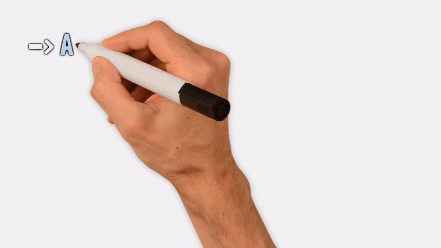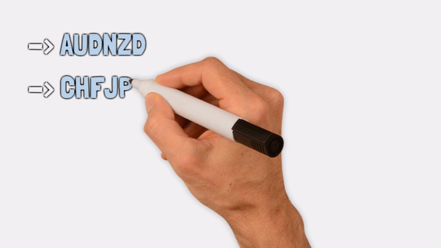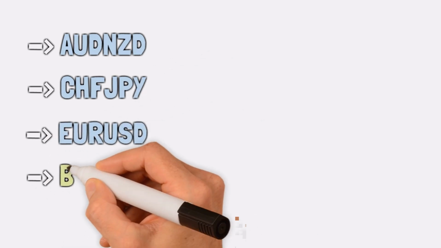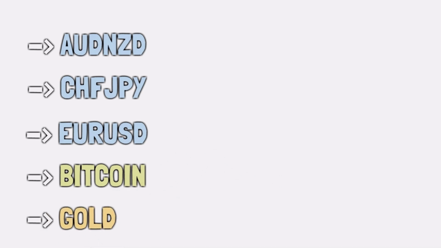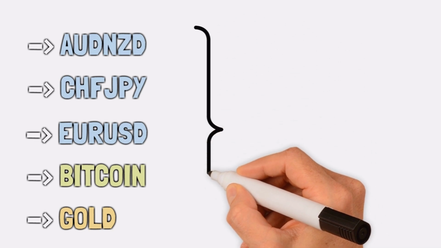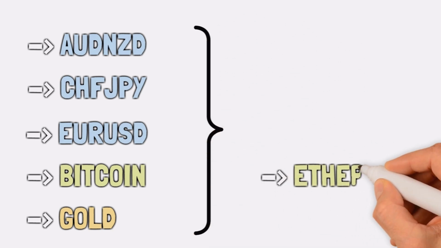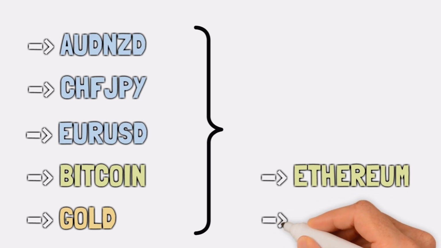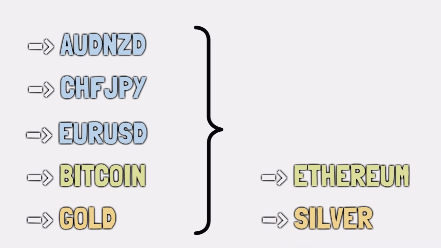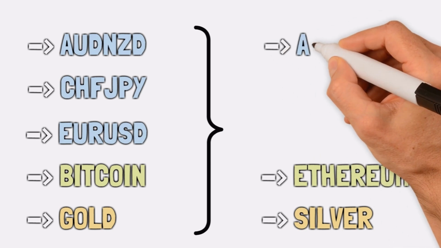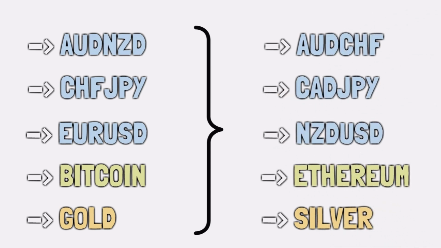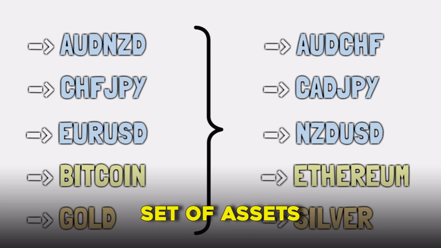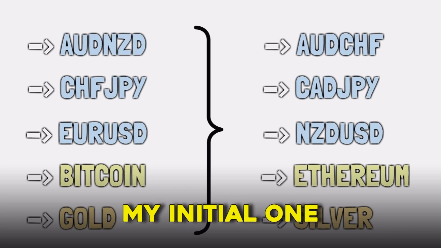In my case, since these were always my assets, I will retest the strategy on 5 different ones, including 3 currency pairs, 1 metal and 1 cryptocurrency. This selection should be made randomly. For my test, I will replace Bitcoin with Ethereum and gold with silver. For the currency pairs, I will choose 3 others involving 6 different currencies: AUD Swiss franc, CAD JPY, and NZD USD, ensuring a new diversified set of assets, just like my initial one.